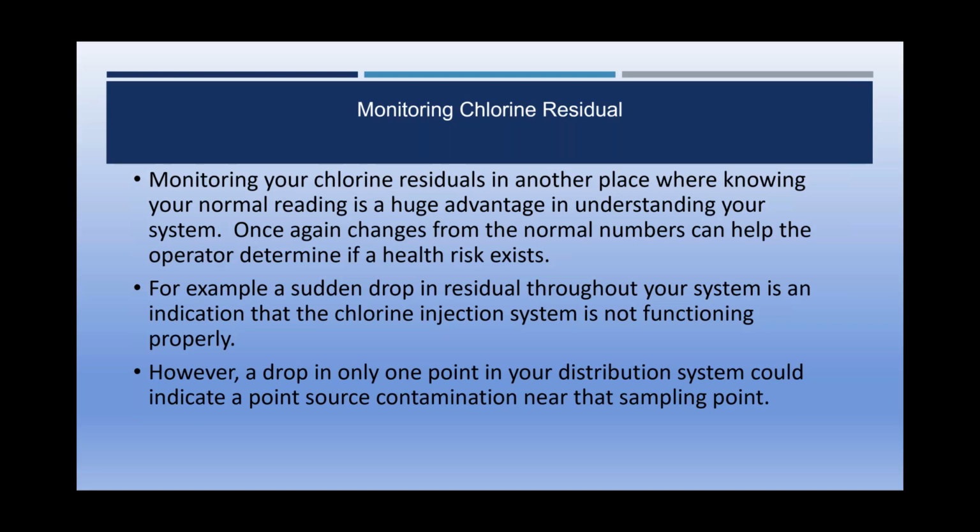it's again important to know what your normal readings should be, what you can expect. So if you're getting residuals throughout the system, you'll know that down one road, you're likely to get numbers that are 0.3. The other road, you're likely to get numbers that are 0.18 or 0.19 or 0.2. So you have a sense of what's going on. If you have a sudden drop in your residuals throughout your system, it's an indication that your chlorine injection system is not functioning properly.